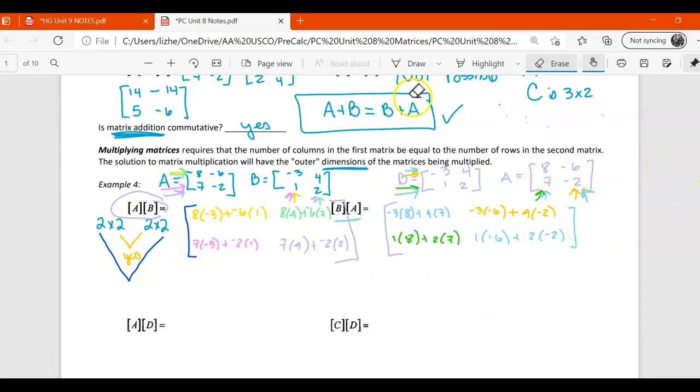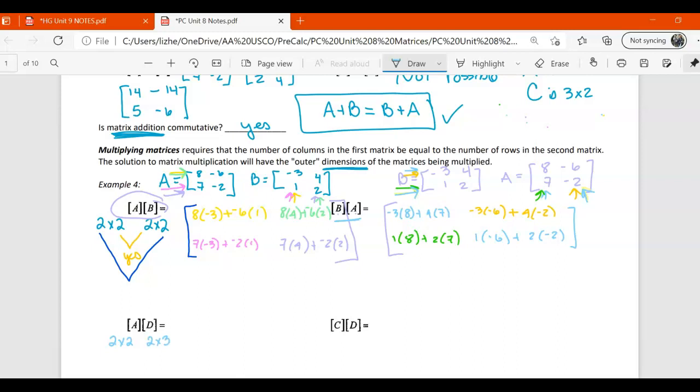Okay, here we go. So we're going to draw again. All right, so this time we have A and D. So the first thing you want to check is if it's possible. So A, as we know, is a 2 by 2. And D, looking at the top, is a 2 by 3.